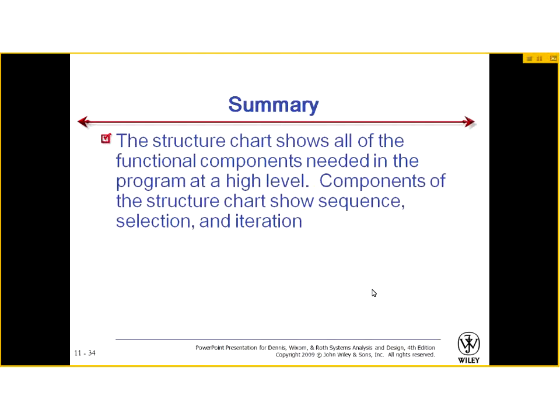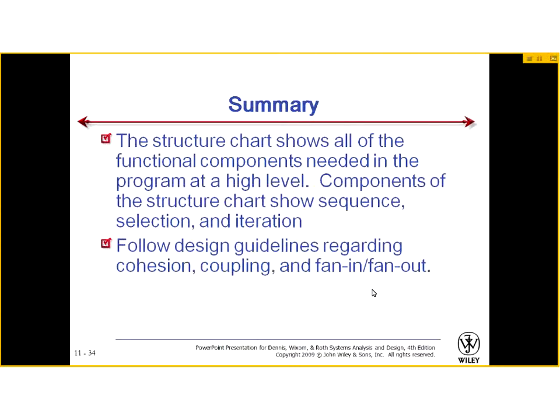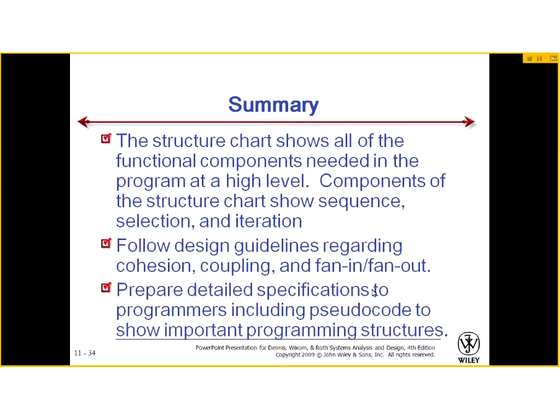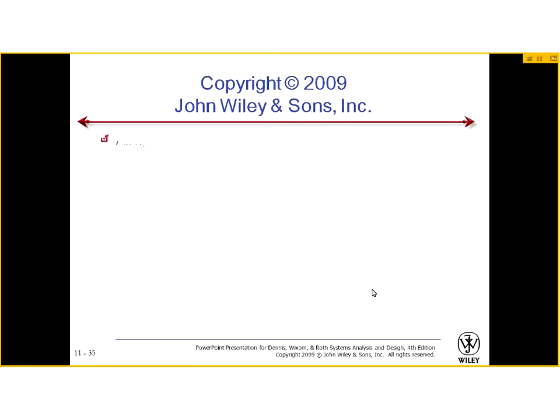The structure chart shows all the functional components needed in the program at a high level. Components of a structure chart show sequence, selections and iterations. You need to follow design guidelines regarding cohesion, coupling, and fan in, fan out. Once you make your structure charts, you need to check them against the quality checklist. And if it is satisfied, then you can write your specification and give it to your programmers for implementation. Prepare detailed specifications and show all the important programming structures.